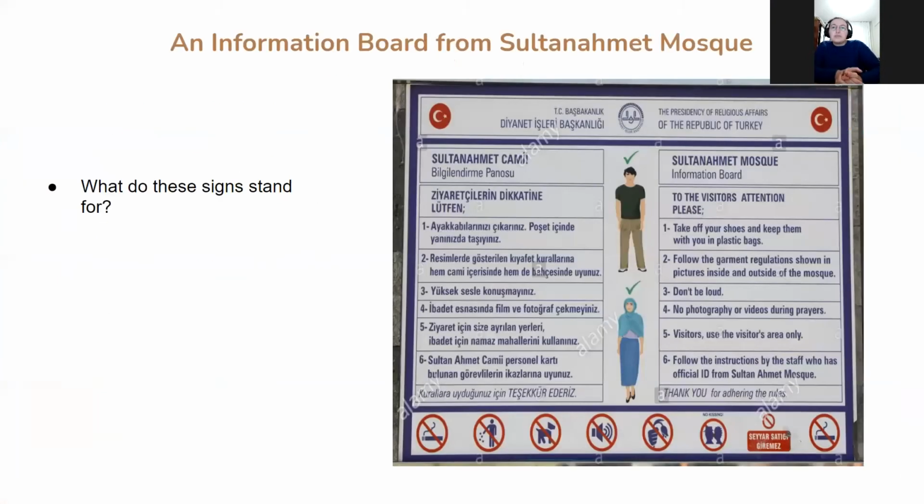For example, in this picture, the teacher shows an information table from the Sultanahmet Cami and asks students, what do these signs stand for? The answers should be like, no smoking, no throwing the rubbish, no dogs, no noise.